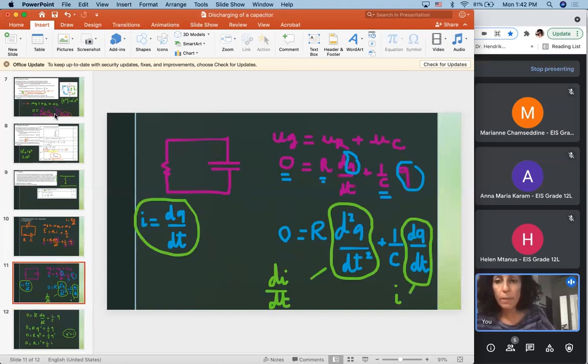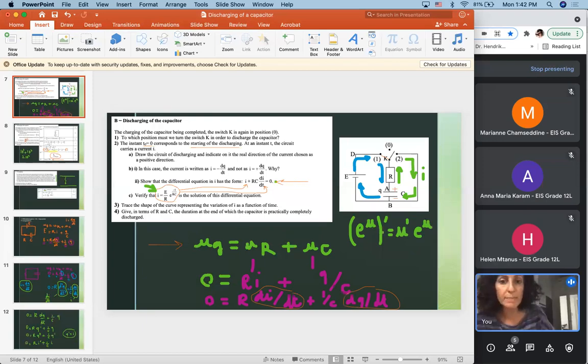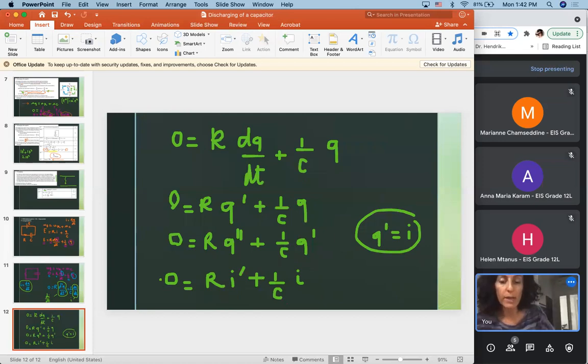If I go back to the problem, they want me to write it this way. In the RC case it's very easy: you multiply by C everywhere. This times C stays 0, this times C becomes RC, and this times C, the C goes away because it's 1 over C already.